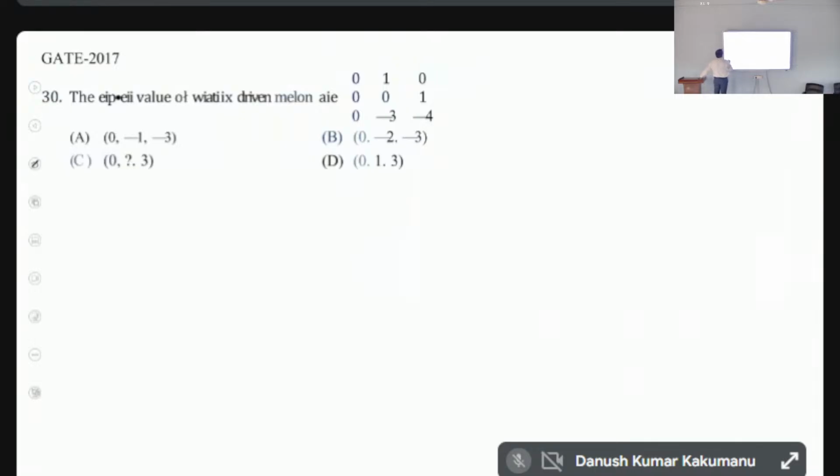Next, the eigenvalues of the matrix. What are the eigenvalues of the matrix? Can you guess the eigenvalues of the matrix? What is the property? Sum of the eigenvalues is the trace. Yes or no? Properties.